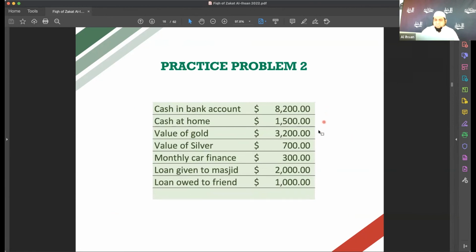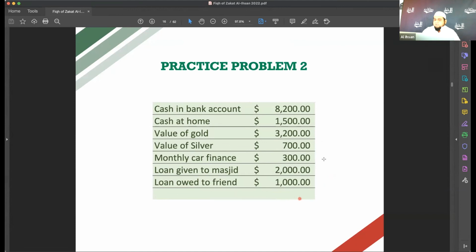Okay, so here you have someone who has cash in their bank and at home. They have gold, silver. They have a car finance. Okay, finance keyword. They have a loan that they've given to the masjid and they want to pay zakat on it now. They don't want to delay it afterwards. And a loan that is owed to a friend, payable in the next 12 months.